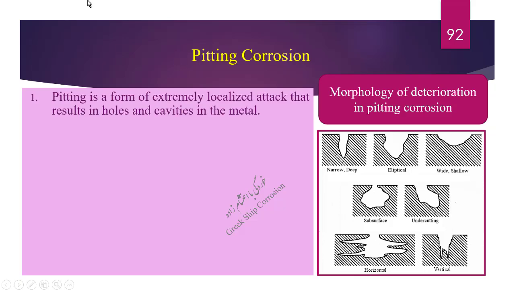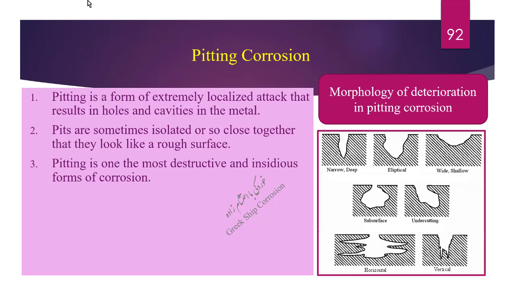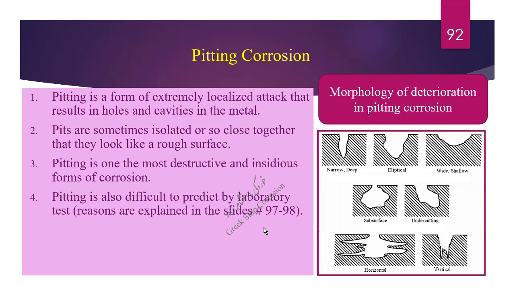Pitting corrosion. 1. Pitting is a form of extremely localized attack that results in holes and cavities in the metal. 2. Pits are sometimes isolated or so close together that they look like a rough surface. 3. Pitting is one of the most destructive and insidious forms of corrosion. 4. Pitting is also difficult to predict by laboratory tests. Reasons are explained in the slides number 97 and 98.